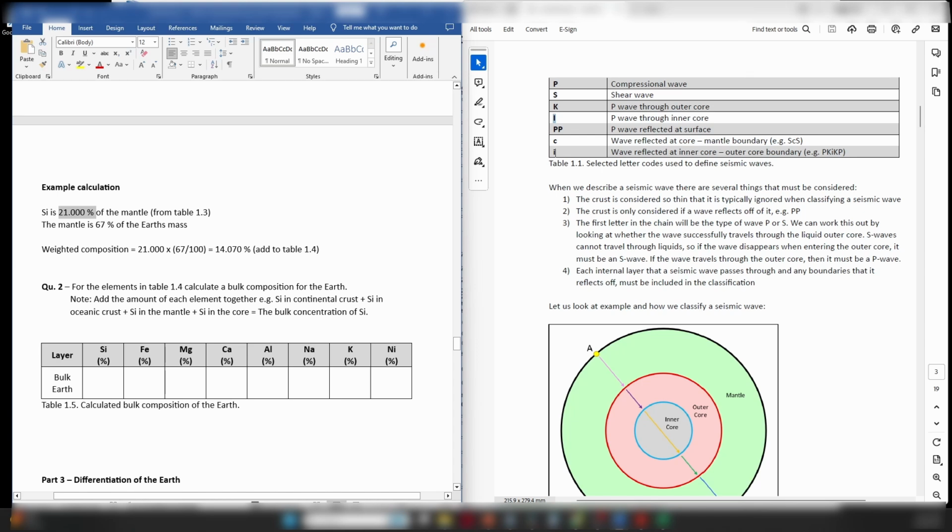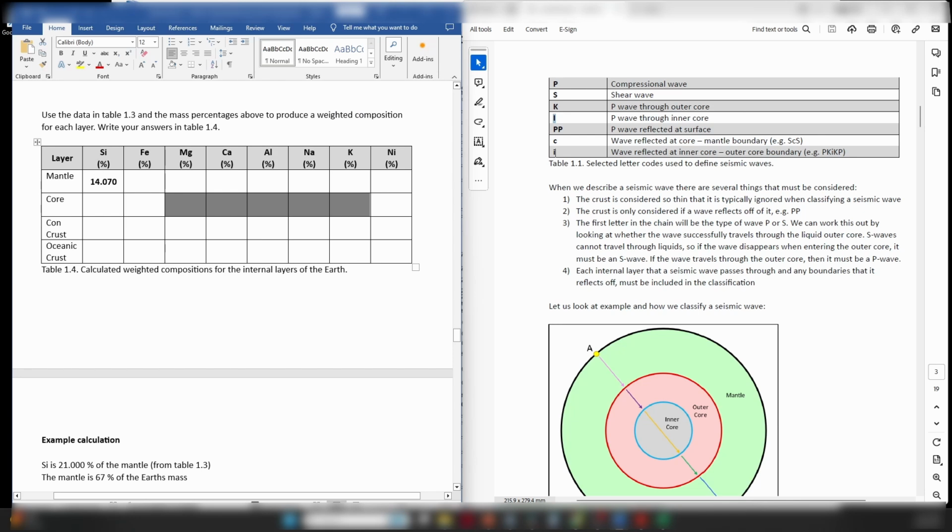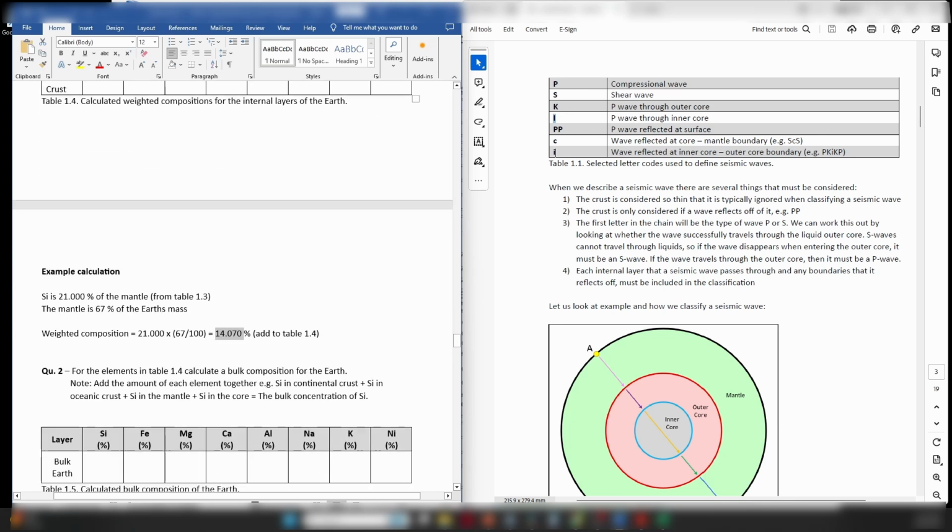We also know the mantle is 67% of the Earth's total mass. So for our weighted composition, we're going to take the 21% from the average composition and multiply that by 67 divided by 100, or 0.67. So we're going to multiply 21 by 0.67, and that's going to give us 14.07%. And you will then put that value in table 1.4.